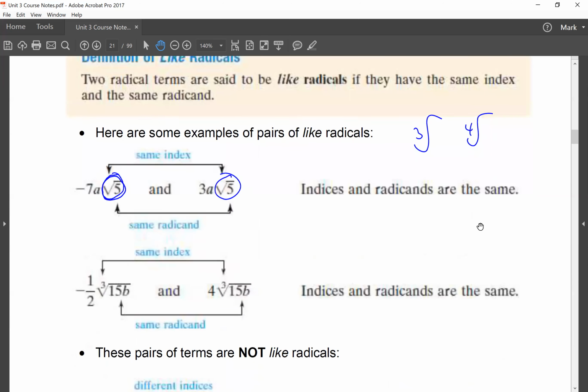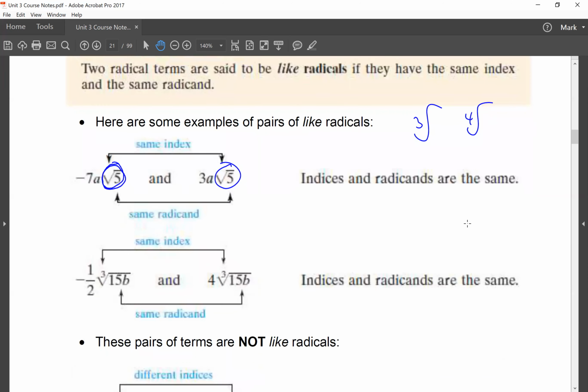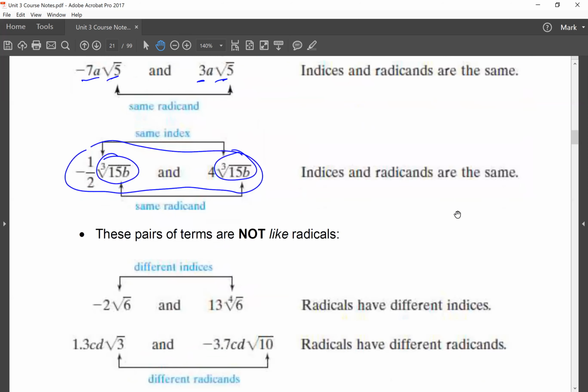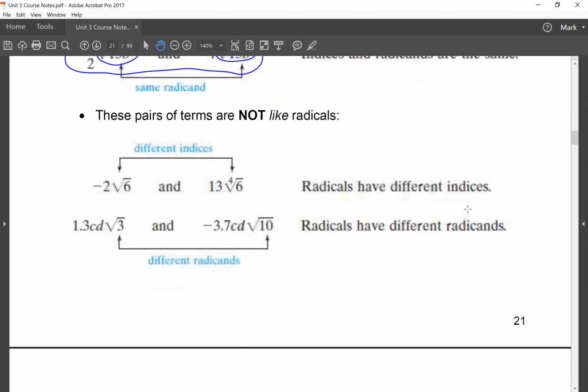So these are some pairs of like radicals. We have negative 7a root 5 and 3a root 5. Here, these look pretty complicated, but again, it still has the cube root of 15b and the cube root of 15b. These are what we would call like radicals. It's kind of like adding fractions, like fractions.